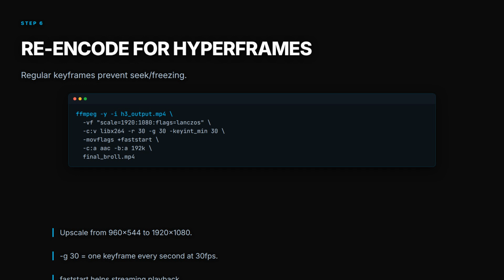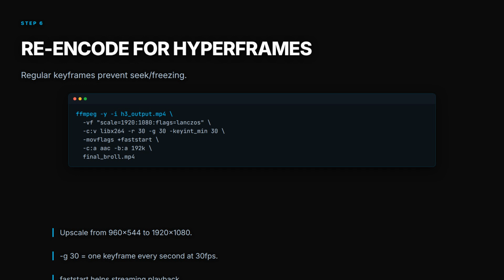It takes the raw H3 output, scales it to 1920 by 1080 with a high-quality Lanczos filter, encodes it with libx264, sets the keyframe interval to 30, and adds fast start so the file streams better. I also normalize the audio levels during this step so the clip is ready to drop in. The output is a clean, seek-safe MP4.